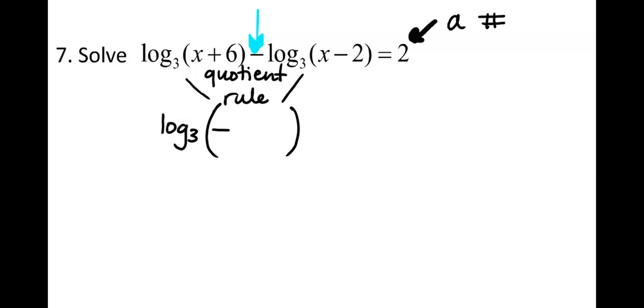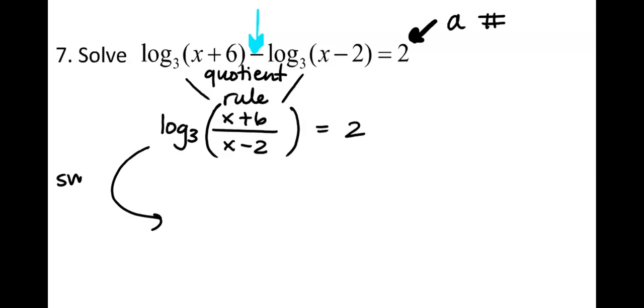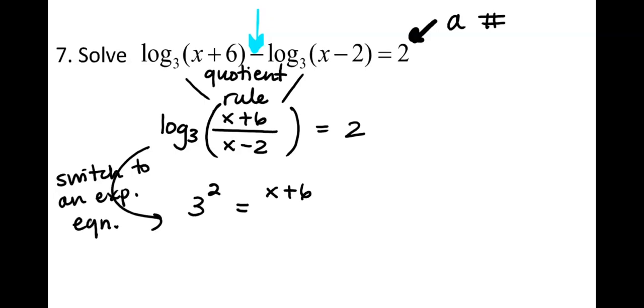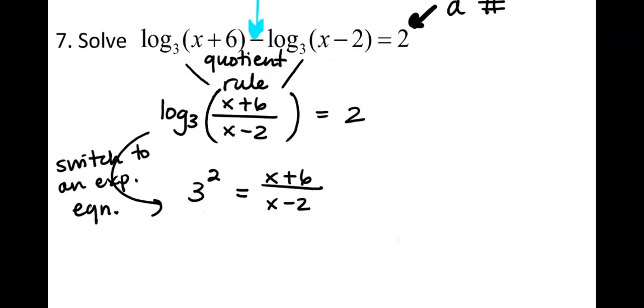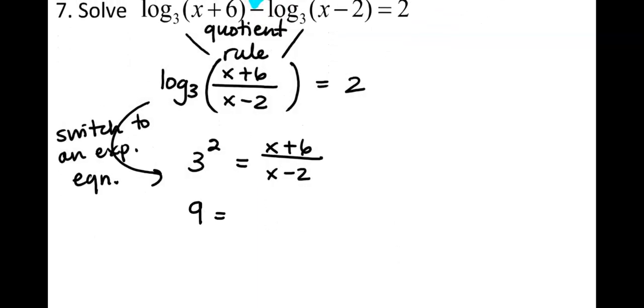So we have log base 3 using the quotient rule. We will divide those inputs of x plus 6 and x minus 2. And we still only have 2 on the right side of the equation. So now we do have log equals a number. And we're ready to switch to an exponential equation. The base is 3, the exponent that goes on it is 2, and it's all equal to x plus 6 divided by x minus 2. So we have 9 equals x plus 6 divided by x minus 2.